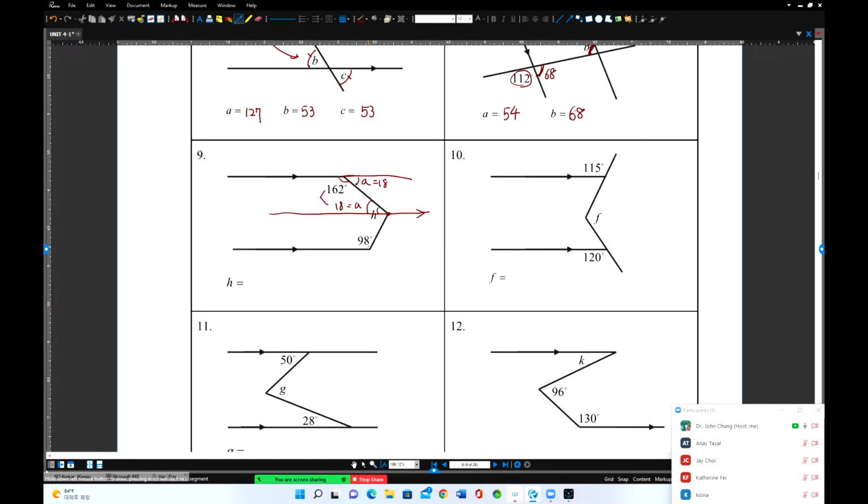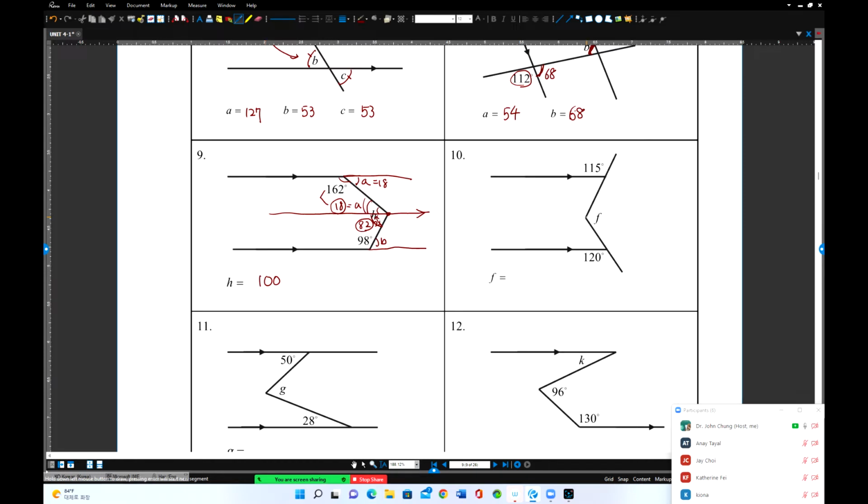This is 98. Also, the sum of this one is 98. This is how much? 82. Okay. So you can use the sum of this one, or you can use this one. If this is a B, this is a B. Okay, alternate interior angles. So 180 minus 98, 82. So H is how much? The sum of these two angles, right? 18 plus 82 is going to be 100 degrees.